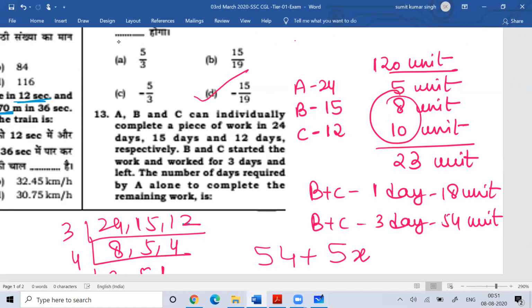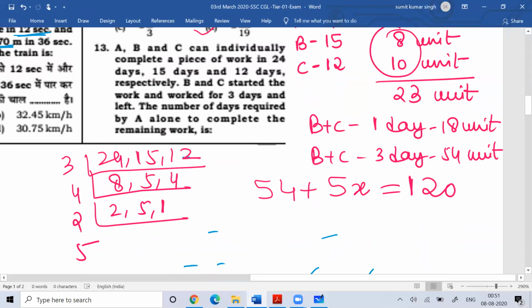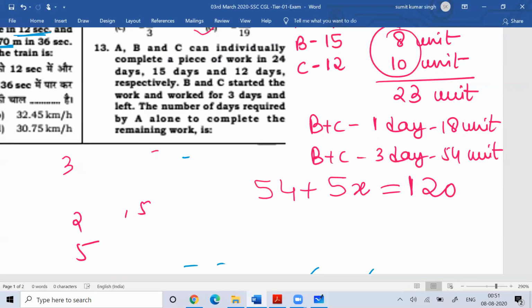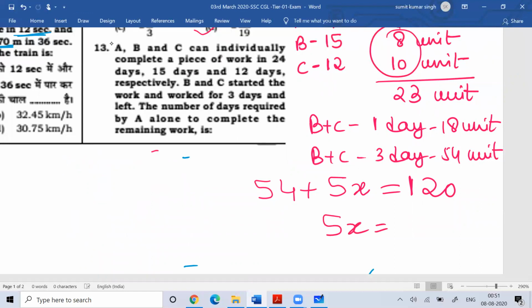Suppose the remaining work A can do in x days, so the total work will get over after x days, and the total work is 120 units. So you just need to solve it. So 5x is equal to 66, so the value of x is 66 by 5, which means 13 1 by 5.